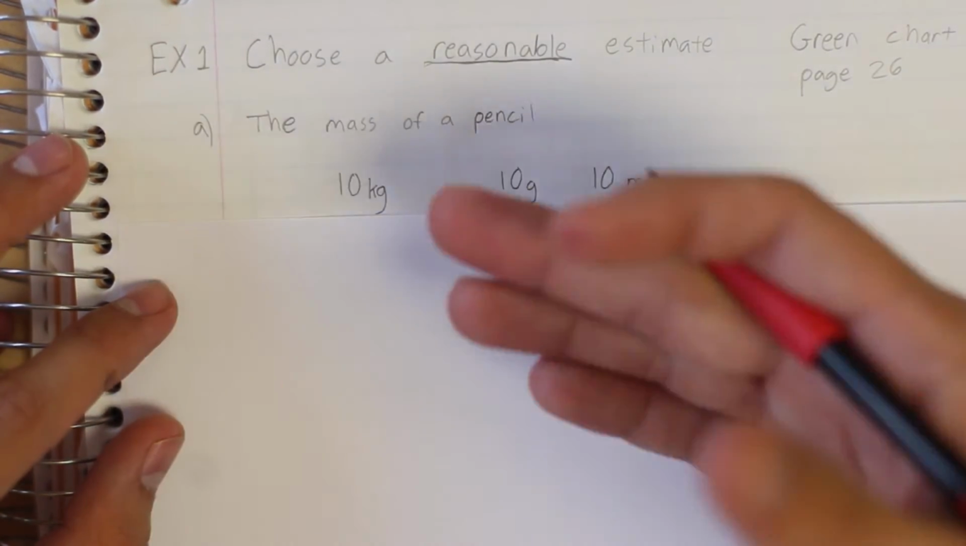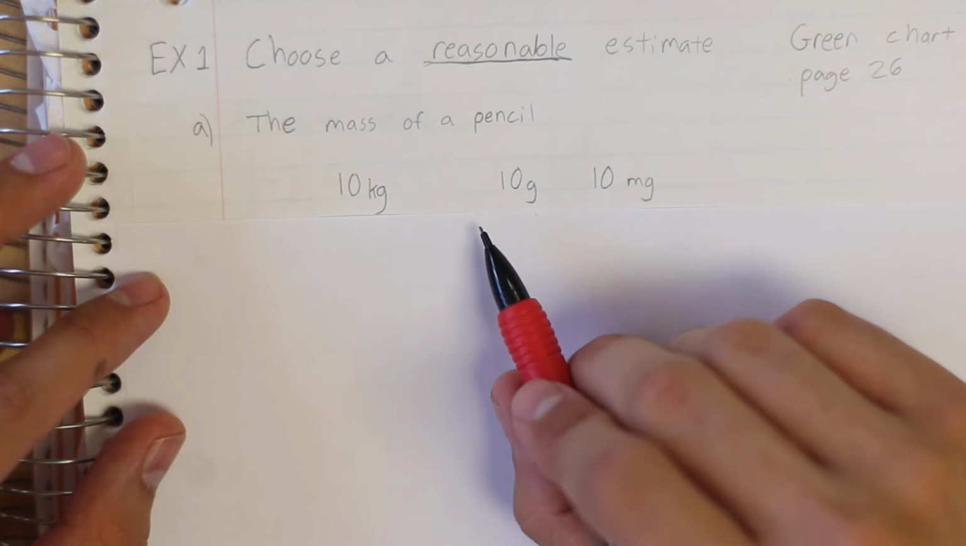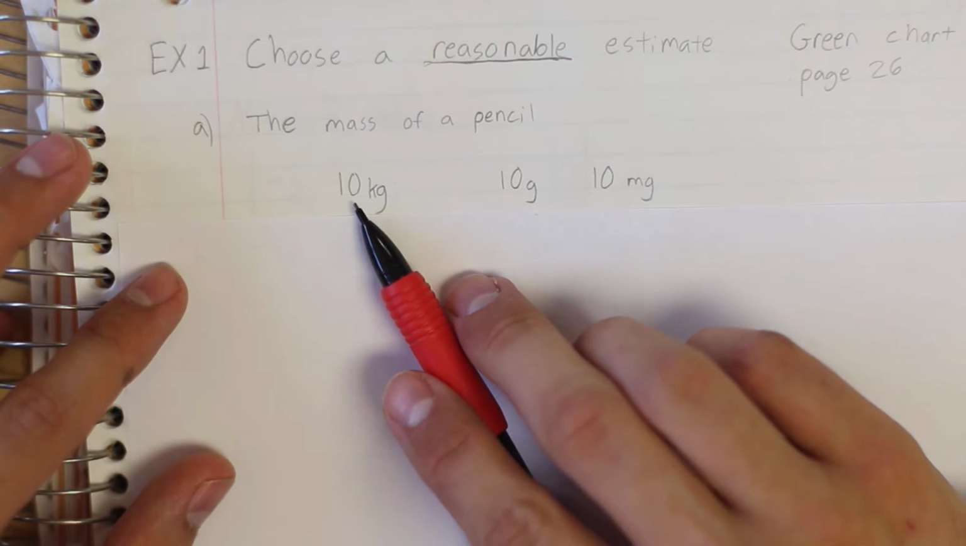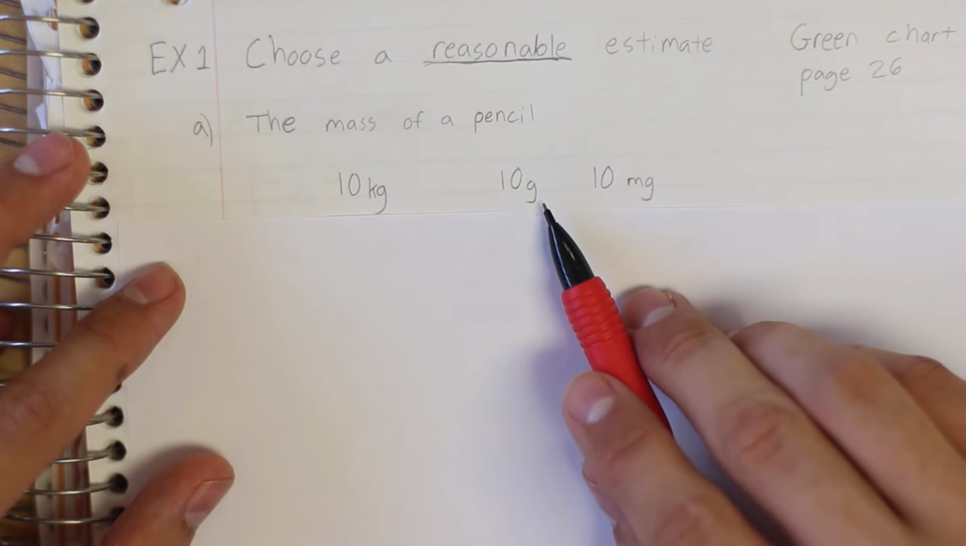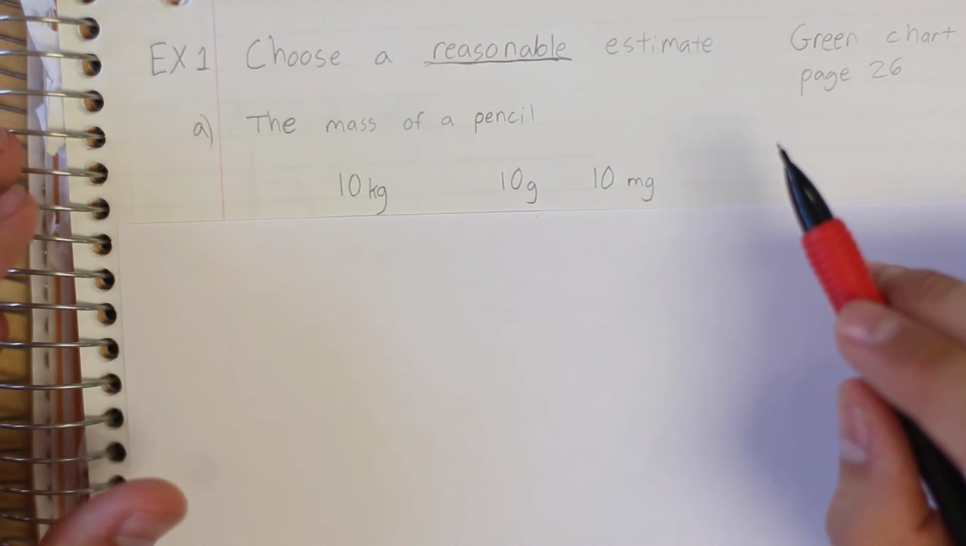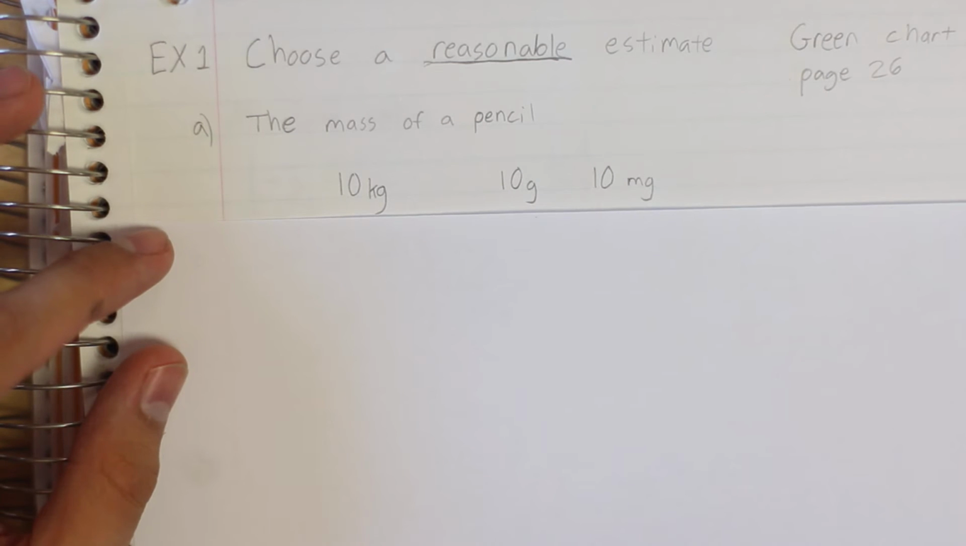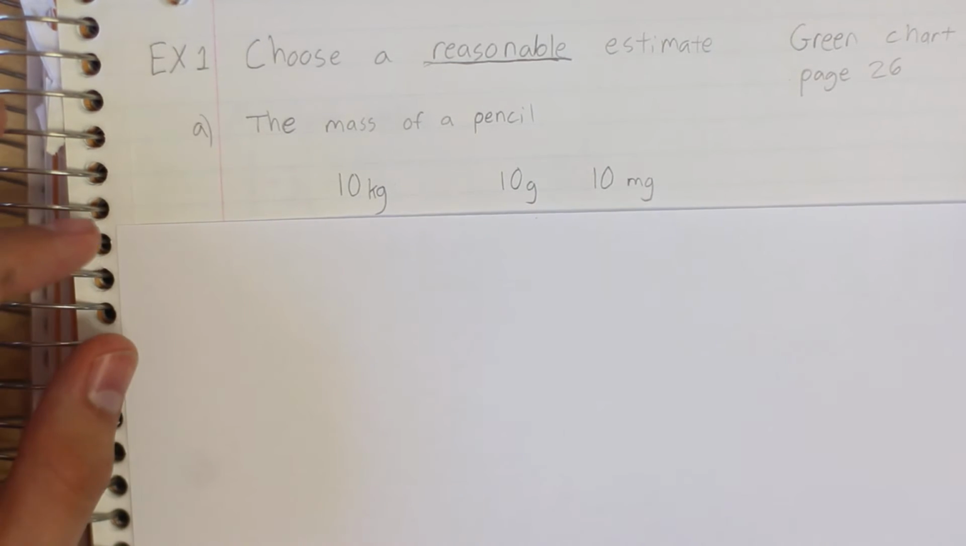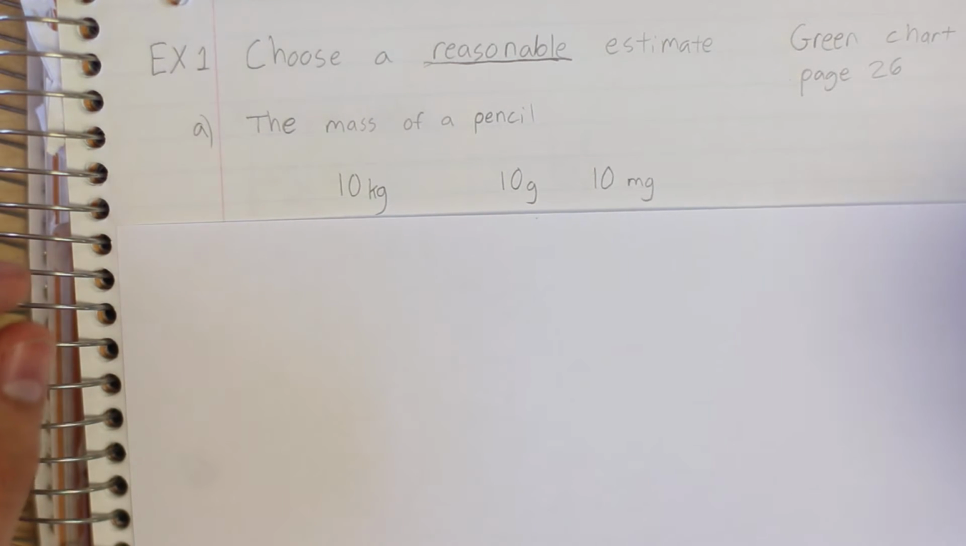Now remember, mass is referring to weight. So we're asking, what's the weight of a pencil? Is it 10 kilograms? Is it 10 grams? Is it 10 milligrams? Well, how much is a gram? In case you're wondering, 1 gram is about the weight of 1 paper clip, okay?